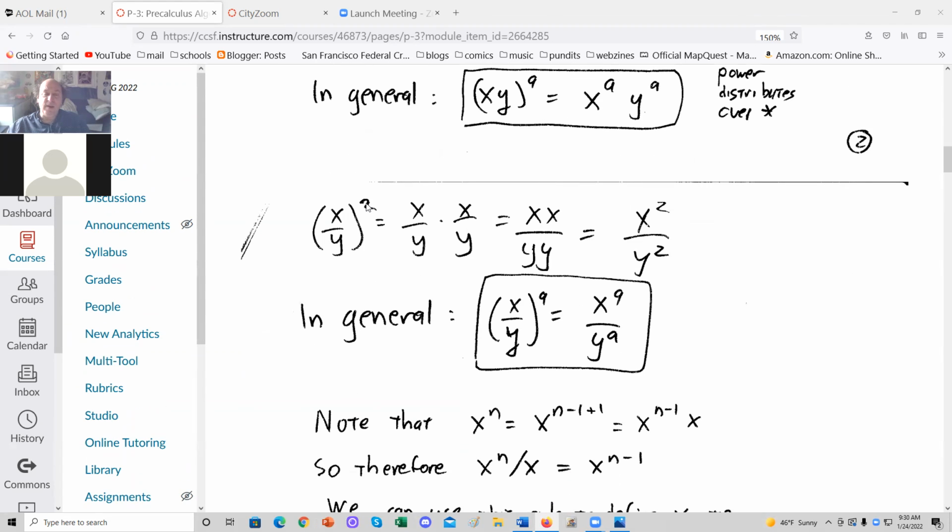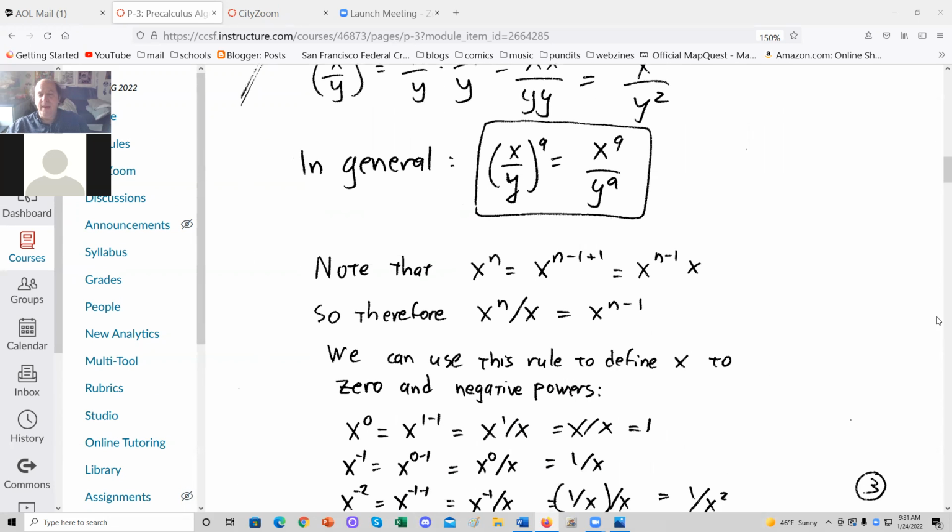Here we have a power of a quotient, a ratio, x over y to the second. Well, that's x over y times x over y. That's xx over yy, which is x to the second over y to the second. So the second power distributes over the ratio. And that does in general. X over y to the power a is x to the a over y to the a. So powers distribute over division, sort of the same way that multiplication distributes over subtraction.